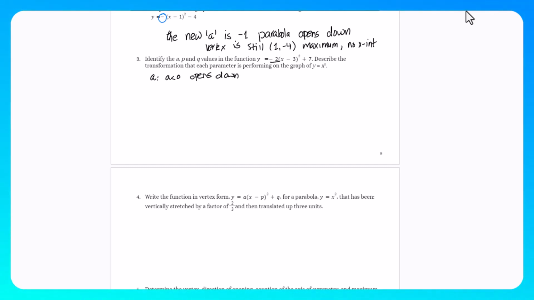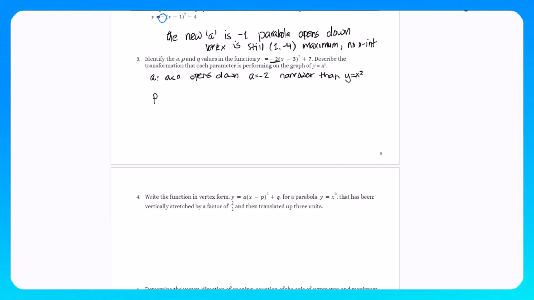A equals -2. So because it is -2, and 2 is greater than 1 in magnitude, it's going to be narrower. Even though the number itself gets smaller, it's narrower than y equals x squared.